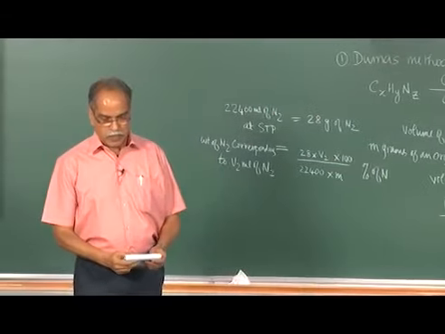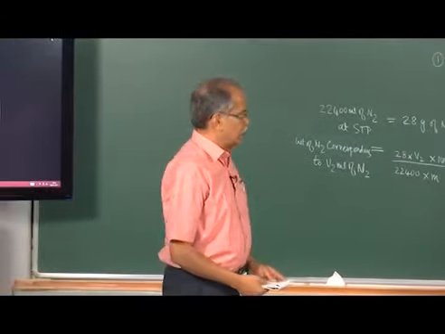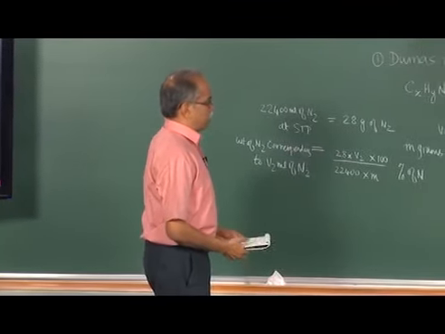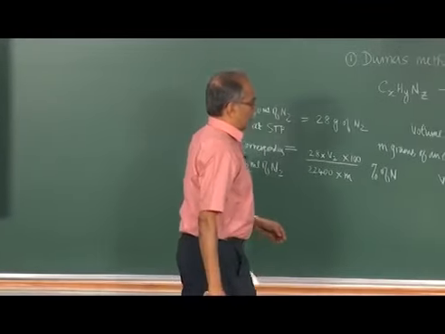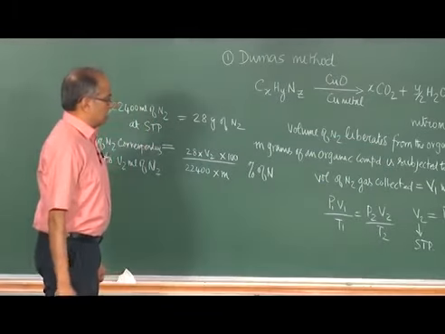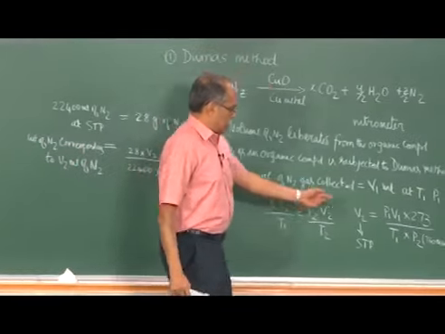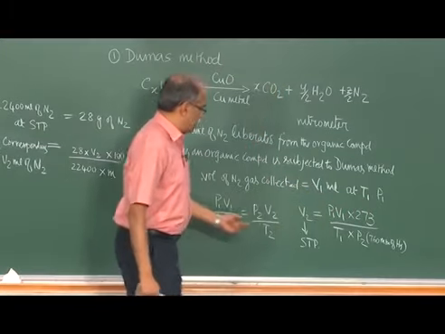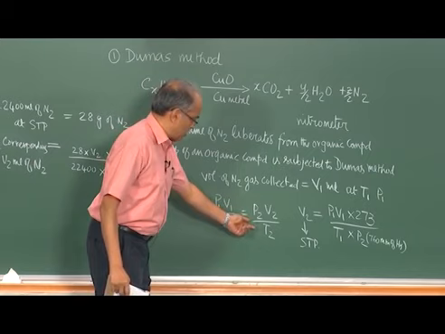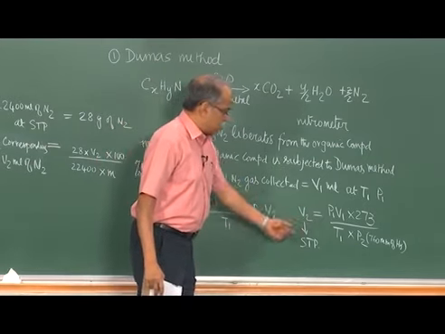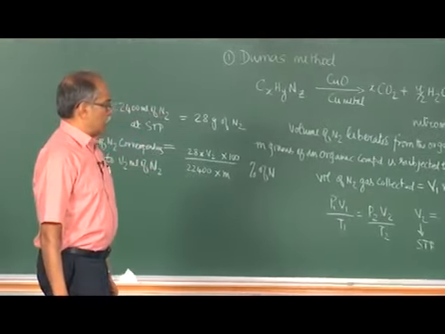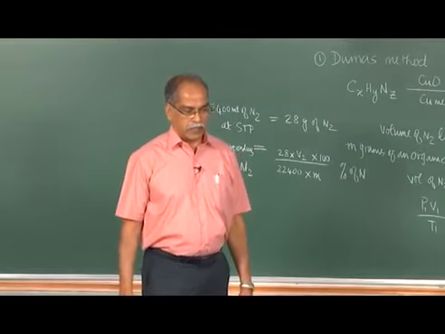So, the basic principle is that the nitrogen present in the organic compound is converted into gaseous N2, and the N2 is collected in a nitrometer. The volume of N2 collected is at laboratory temperature and pressure, and that is converted using the expression P1V1/T1 = P2V2/T2 into standard conditions, namely 1 atmospheric pressure, that is 760 millimeters of mercury, and 273 Kelvin of temperature.